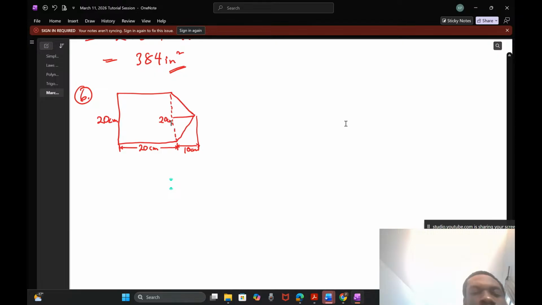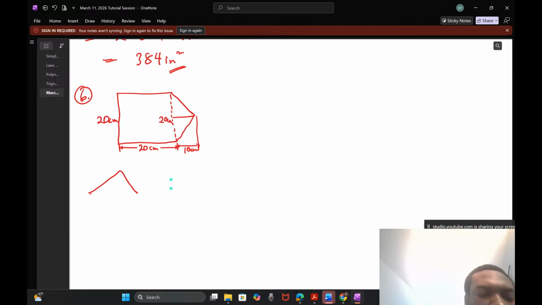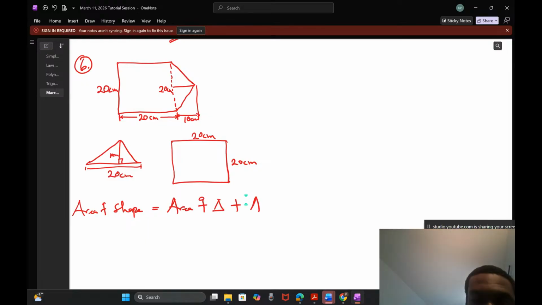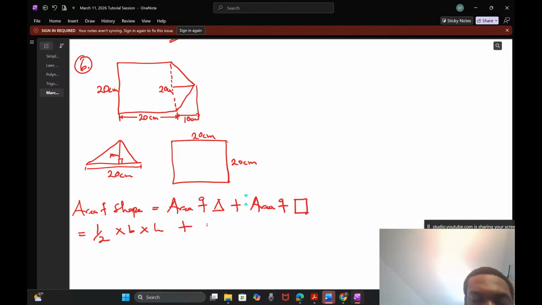So I'm going to draw it out for us to see it very clearly. So this is a triangle. This is 10 centimeters. From here to here is 20 centimeters. We have a square, 20 centimeters and 20 centimeters. Okay, so area of the shape is equal to area of triangle plus area of square. And the area of a triangle is half times base times height, plus area of square is L squared.